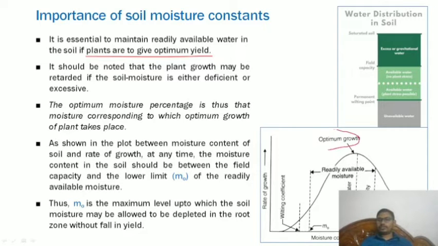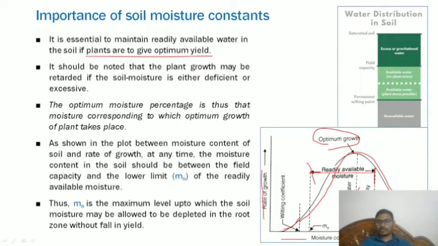Here you see the optimum growth. The y-axis indicates rate of growth and the x-axis indicates moisture content. Now you can see wilting here, wilting coefficient there. From here the curve goes like that. This part is readily available moisture, that is 75 percent of available. In that we can see optimum water, that is optimum growth. That's what they mention here, as shown in the plot between moisture content of the soil on the x-axis and rate of growth on the y-axis. At any time, the moisture content in the soil should be between field capacity and the lower limit.